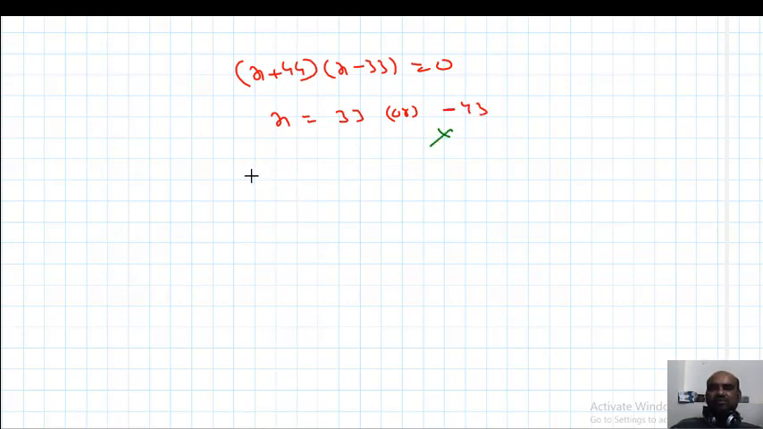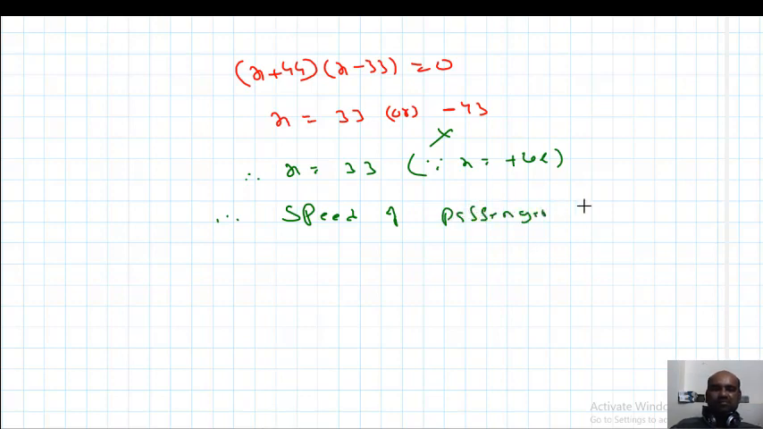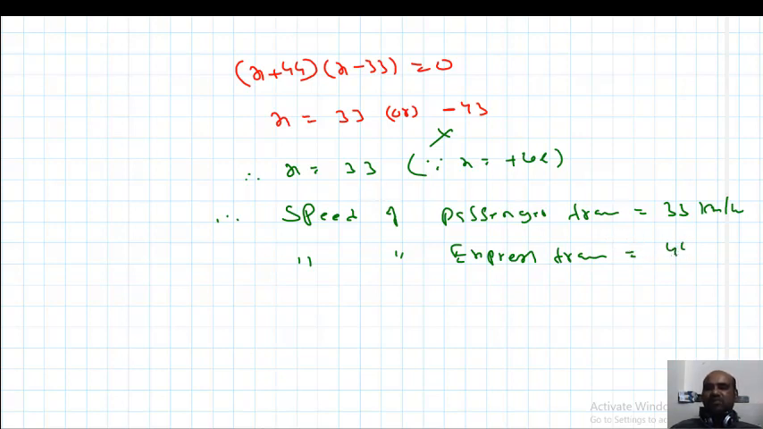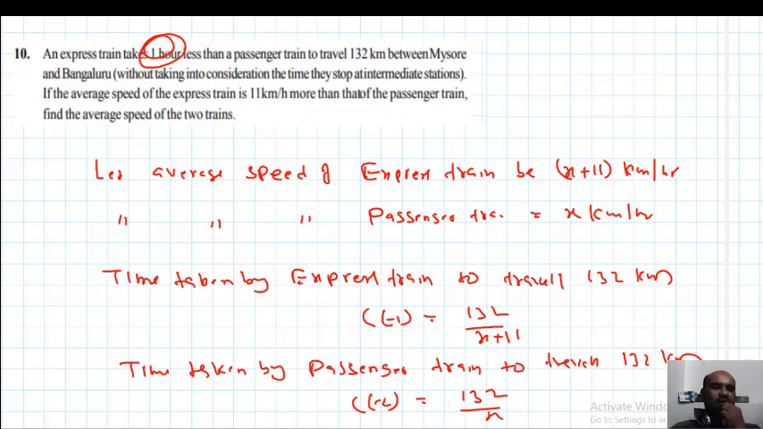But this should be rejected. In this problem x should be positive. Therefore, speed of passenger train equals 33 km per hour. The speed of express train equals 11 more than this, that means 44 km per hour. Okay, this is the answer for the problem, students.